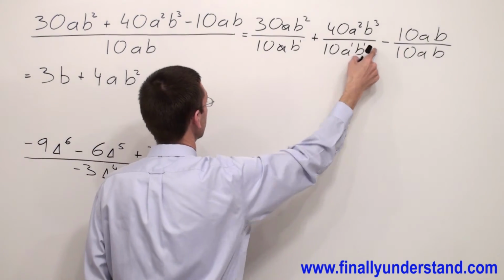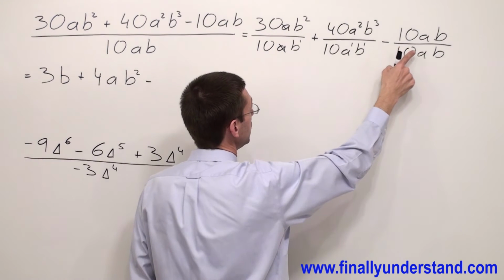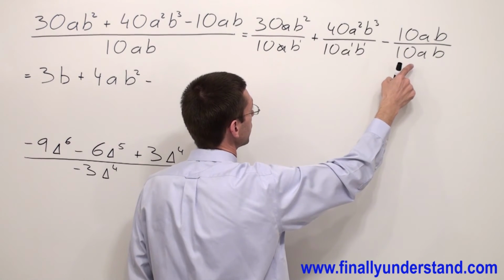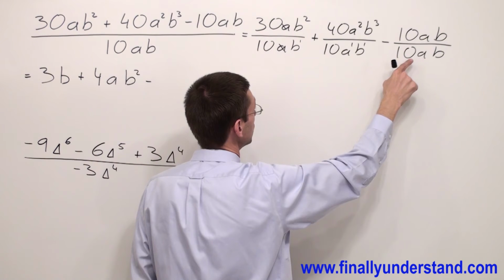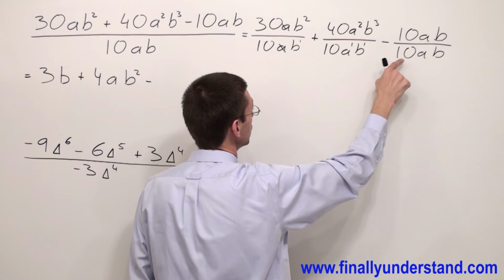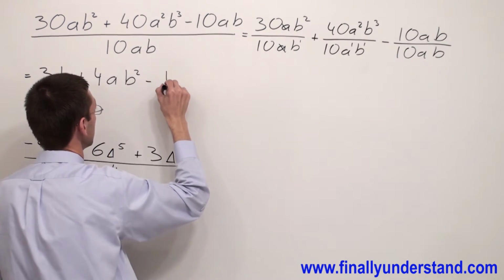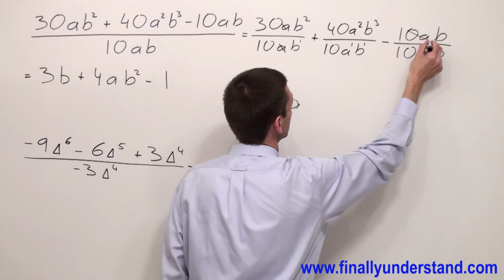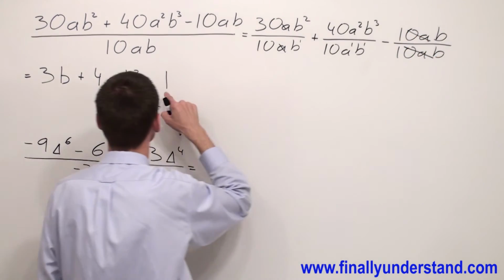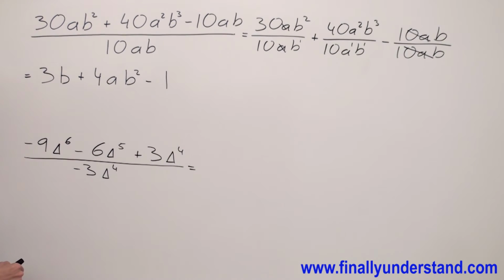Subtract, minus 10ab divided by 10ab. We have exactly the same terms. Anytime you divide a term by itself, the answer is always 1. They cancel each other, and the answer from this division is always equal to 1. So this is the answer for my first problem.